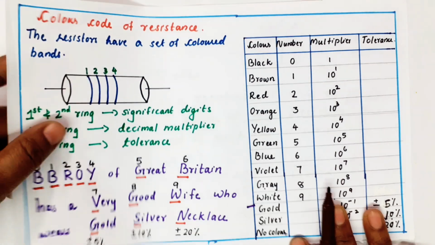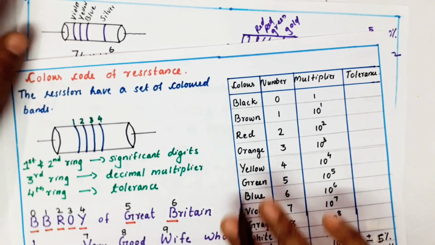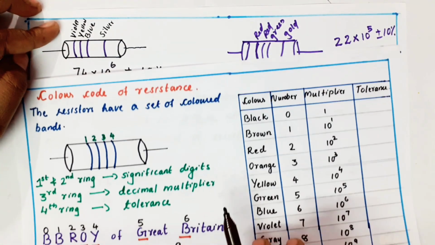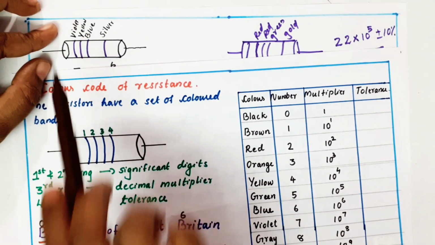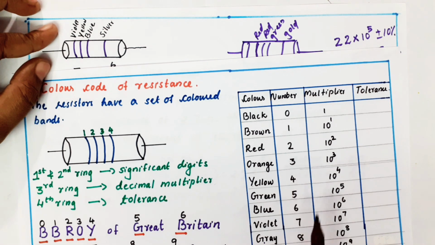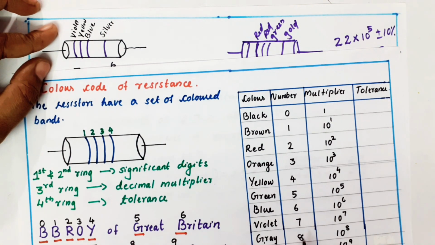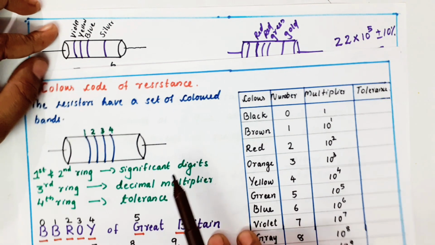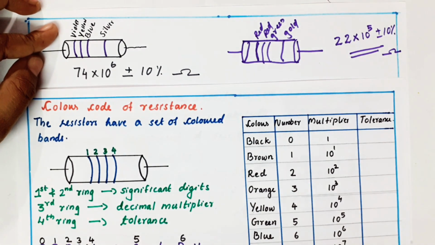I'll give an example of how to do it. See the question I gave here: violet, yellow, blue and silver. You have to check violet, what is the number? 7. Yellow, 4. So 7 and 4, write it like that only, that is 74. Third is blue. Blue color is 10 power 6, so you write that as the multiplier. Silver means plus or minus 10%. So I can write 74 into 10 power 6 ohm, plus or minus 10%.